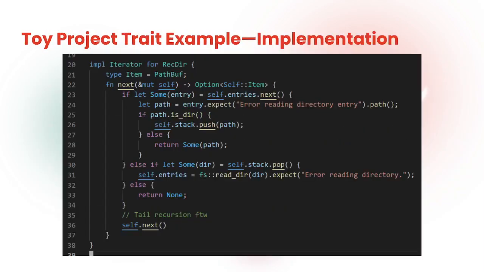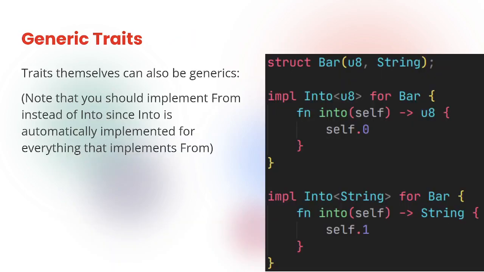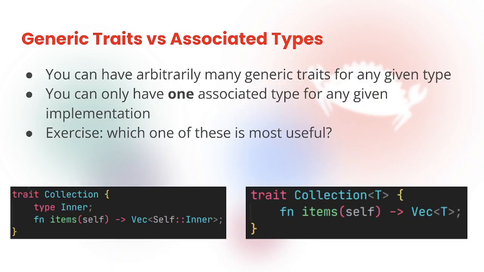We did do, over here. There's the associated type. Yeah. And then a good example of a generic trait would be From and Into, as we covered before, because you can convert into multiple things. It would make no sense to only be able to convert to one thing.